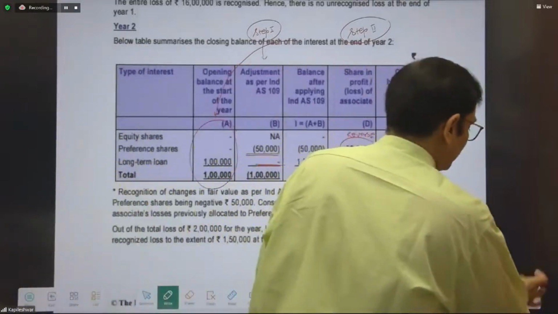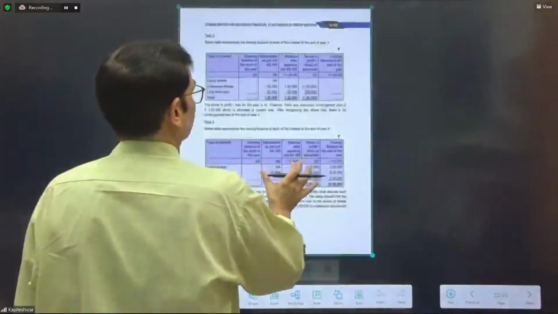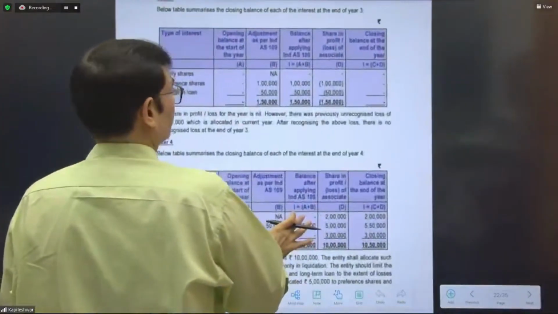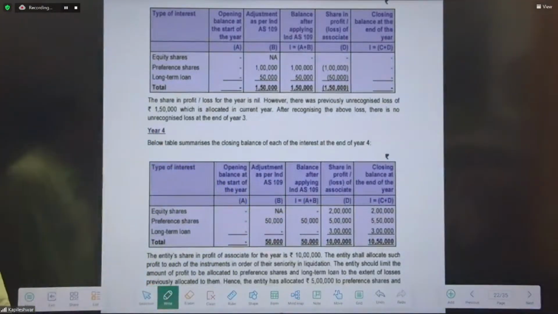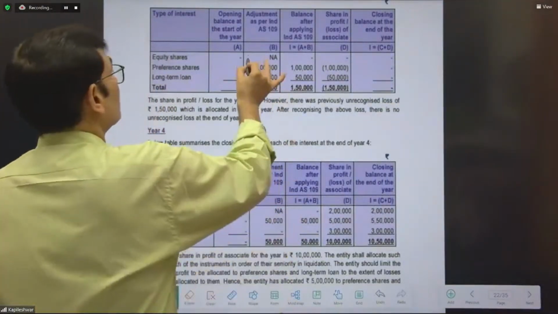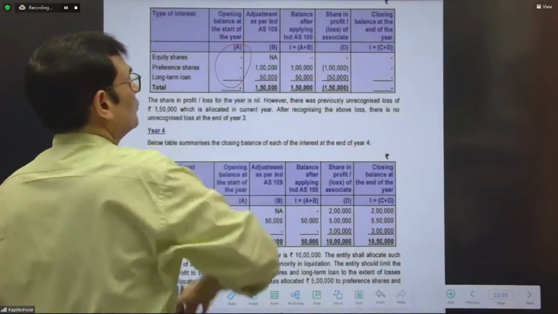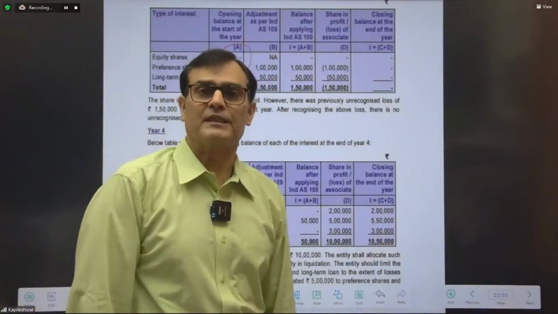Let's go to year 3 now. Let's look at year 3 and then year 4. This is the opening balances. Closing of the previous year becomes the opening of the next year.